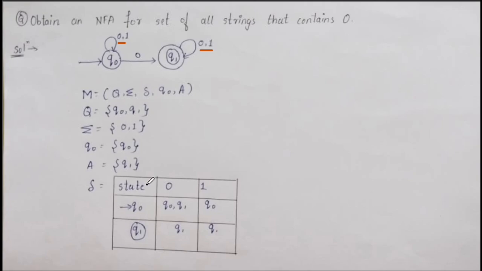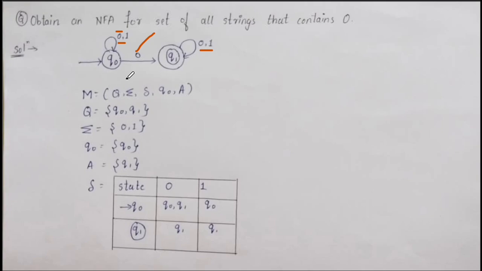And for the transition function, we draw the transition table where it has state and input symbols. Q0 is the initial state, and for the initial state we put the arrow mark, and for the final state we put the circle. And for the state Q0, when it has the input symbol 0, it moves to Q0, a self loop, and when it has the input symbol 0, it also moves to the final state Q1. So we write both Q0 and Q1.